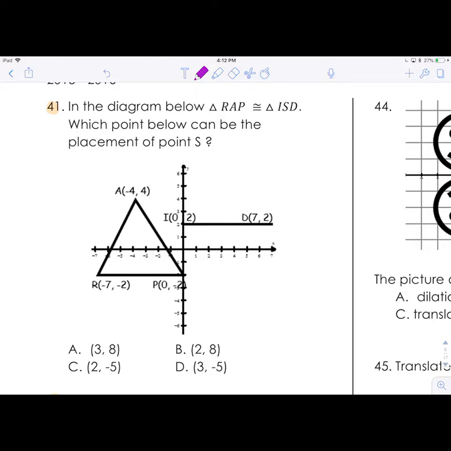I do. When you look at the congruency statement above, it says that triangle RAP is congruent to triangle ISD. And you are looking for a point S so that these two triangles can be congruent. And what we know about congruent triangles is that the corresponding sides have to be congruent. So, for example, RA and IS, they have to have the same measure.